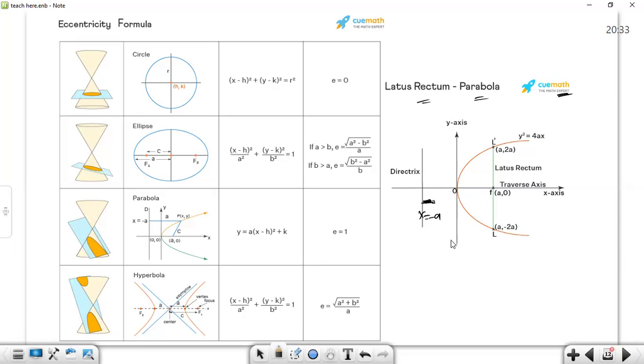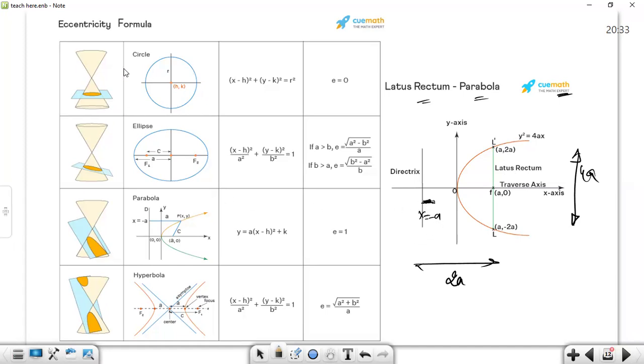This line is drawn perpendicular to the latus rectum, away by a distance, and this latus rectum is drawn here through the focus, touching the parabola on both sides, and its length is 4a. That doesn't matter. Okay, you just have to understand what is latus rectum and what is directrix. If this much is clear to you, then you're good to go.